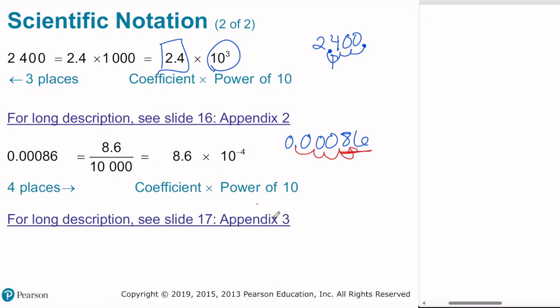And because this is moved to the right, because it's a small number, less than 1, we have a negative exponent. So our significant digits are 8.6, and our multiplier is 10 to the negative 4. So we multiply it times 10 to the negative 4, which keeps track of the place where our decimal point would lie behind the first significant digit.